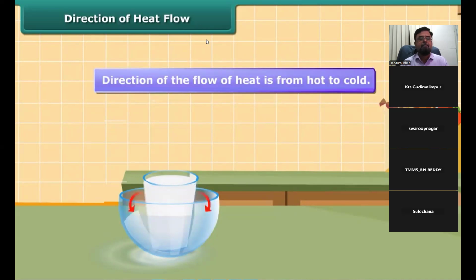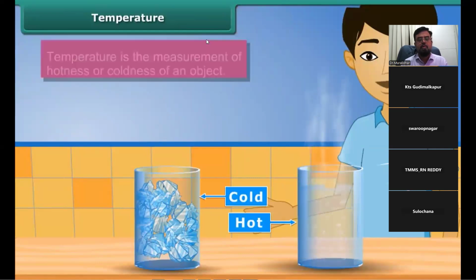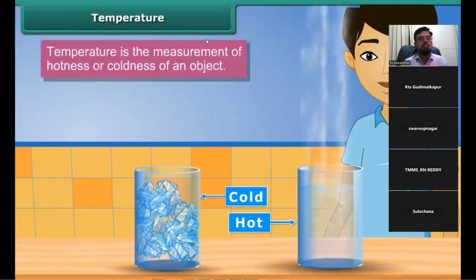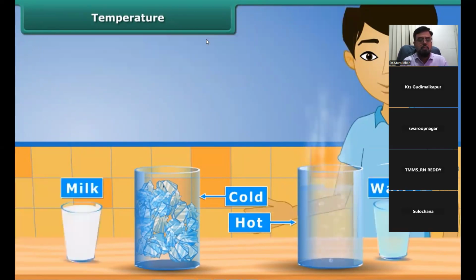Both milk and water come to lie at the same temperature. Direction of the flow of heat is from hot to cold. Now we will learn the concept of temperature. Temperature is the measurement of hotness or coldness of an object.